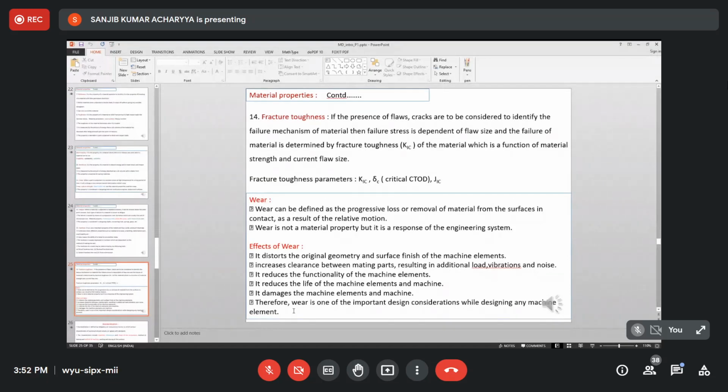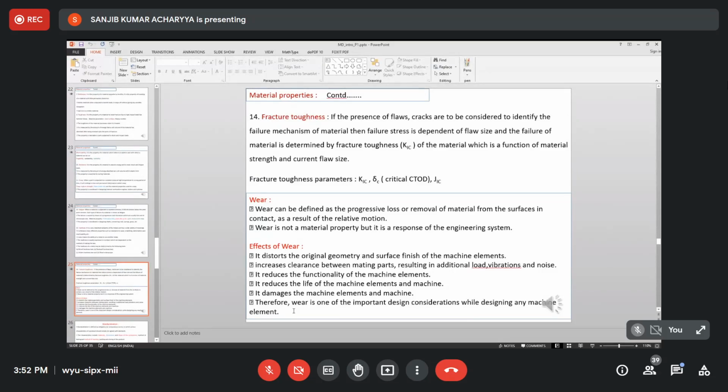Another material property is called fracture toughness. When cracks are there inside the material, the failure mechanism of the material follows a different type. Depending on the material, it has a resistance against crack growth. The crack present inside the material may grow, may not grow. How is it determined? If the applied load level is such that it can overcome the resistance of the material against crack growth, the crack will start to grow.